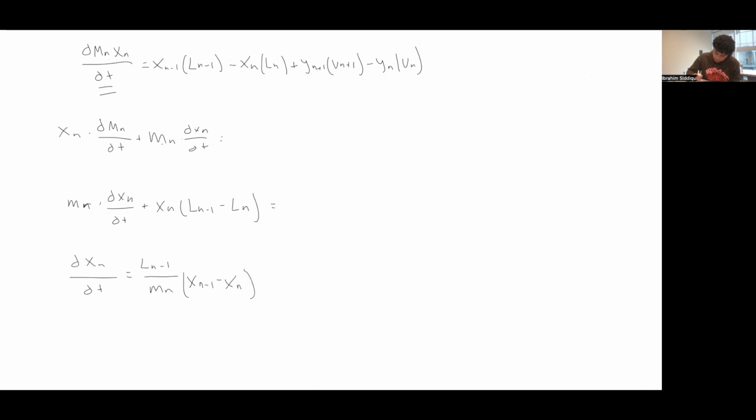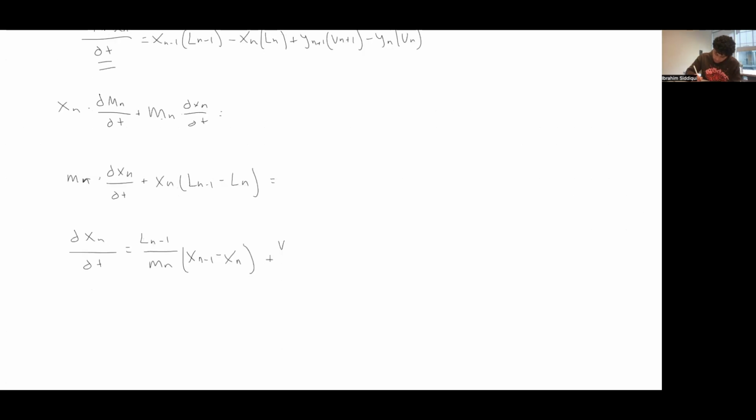Now we're working on our vapor. So plus V_{n+1}, our vapor at stage n+1, over our molar holdup again, and this will be multiplied by, since we're looking at our vapor, y: our vapor mole fraction at stage n+1 minus that at stage n. All right, so essentially this is our final equation.